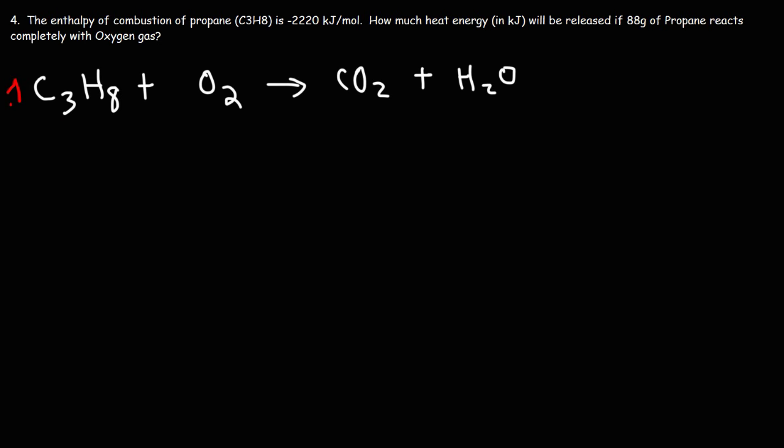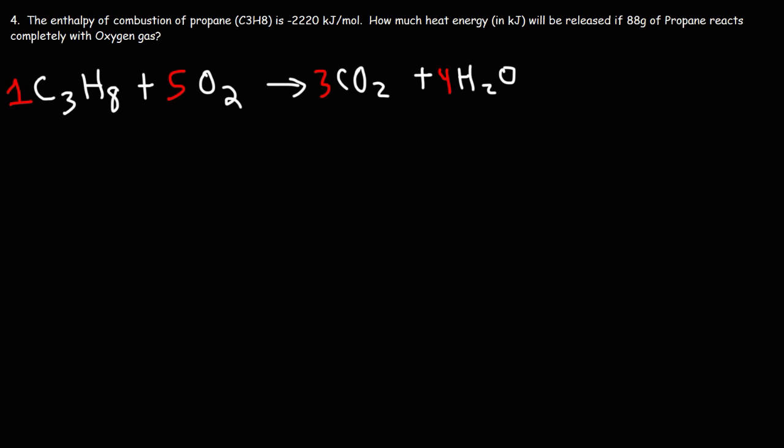So to balance the carbon atoms, we need to put a 3 in front of CO2. Now to balance the number of hydrogen atoms, we have 8 on the left, 2 on the right. We need to put a 4 in front of H2O. So now notice that we have 6 oxygen atoms in the 3 CO2 molecules. 3 times 2 is 6. And we have 4 in the 4 H2O molecules because 4 times 1 is 4. So we have a total of 10 oxygen atoms on the right side. In order to get 10 on the left, 10 divided by 2 is 5. So we need to put a 5 in front of O2. So now this combustion reaction is balanced.